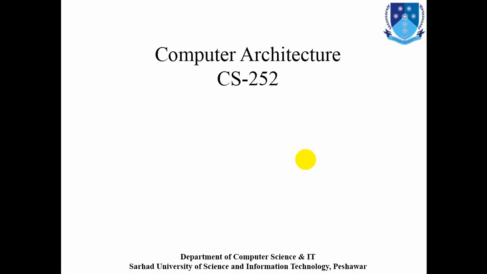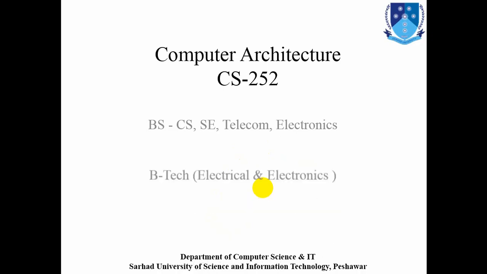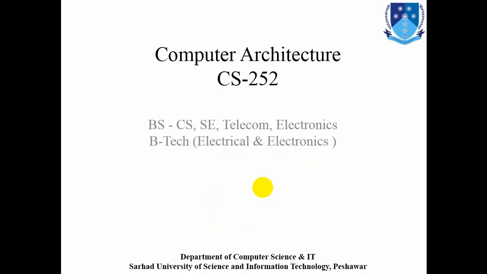Today we will learn the very first lecture from the course of Computer Architecture. The course code for Computer Architecture is CS252 and this course is offered for various programs including BS Computer Science, BS Software Engineering, BS Telecommunication, BS Electronics and even BTech Electrical and Electronics program. Remember that Computer Architecture course at this level is a 3-0 credit hour course. It means that we have to cover 3 hours of theory per week while there is no lab work requirement for this course.